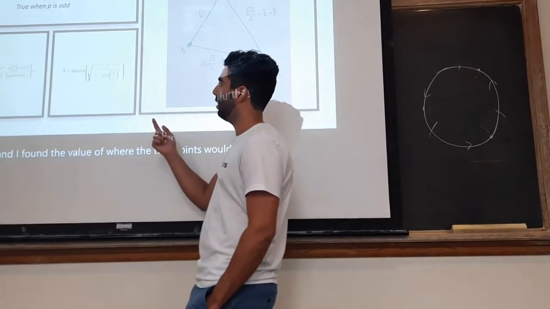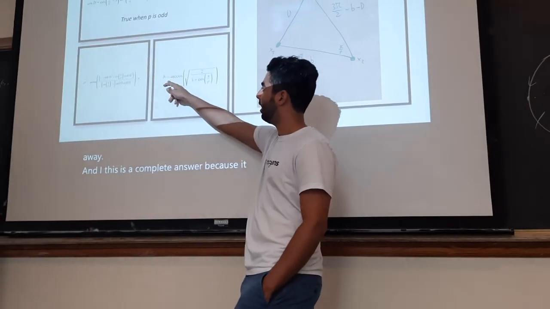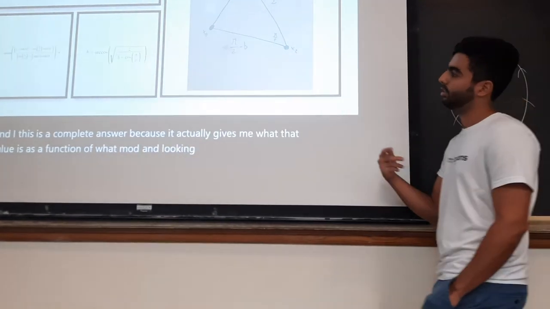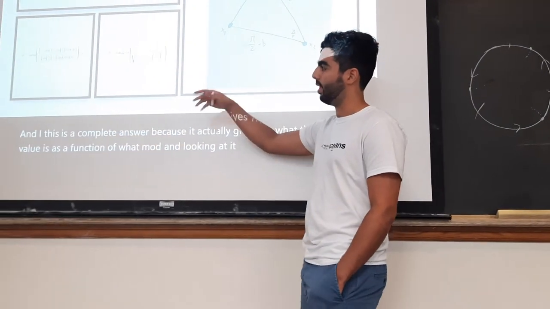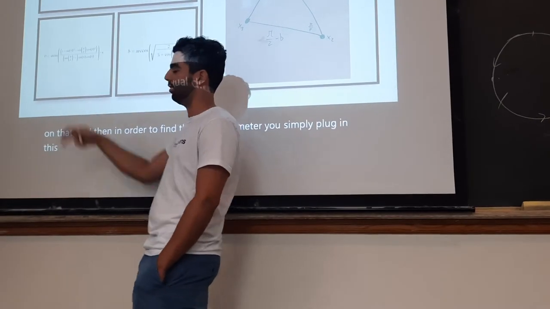And this is a complete answer because it actually gives me what that value is as a function of what mod I'm looking at. So it's solely dependent on that. And then in order to find the actual diameter, you simply plug in this value into this equation.